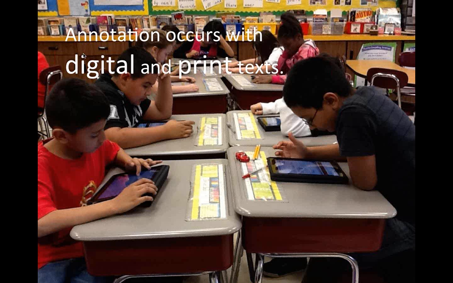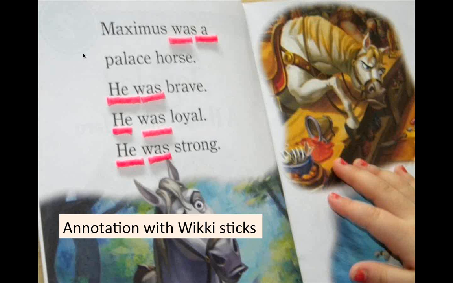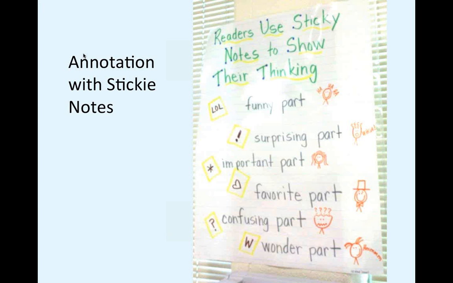Again, you can do it digitally or in print. There are all kinds of apps to do annotation as well. And we can teach kids through interactive writing, through language experience approach, in the primary grades. We can have conversations and then record our notes. We can also use wiki sticks, which is becoming very common, to annotate so they can come back off after the teacher has assessed. We can do some sticky notes.